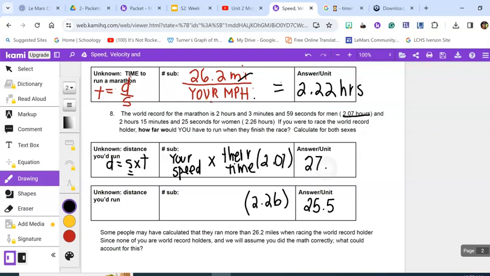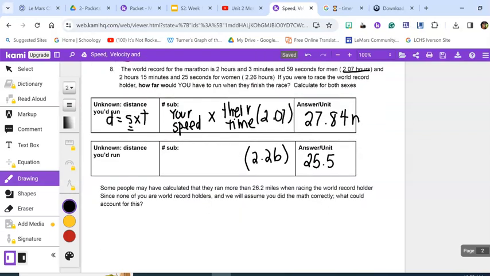Okay. How is it possible now? So that would be 27.84 miles. Did anybody else run over 26.2 miles? Okay. Let's talk about why. Because I'm going to assume that you're not a world record holder. I mean, maybe, but I'm going to assume you're not. So why is it that you would run farther than them?